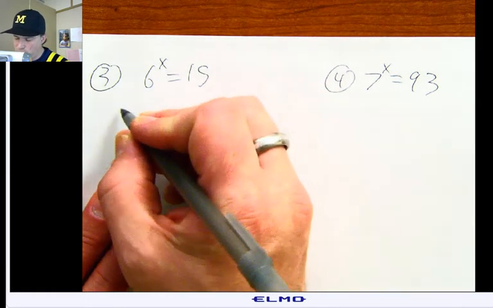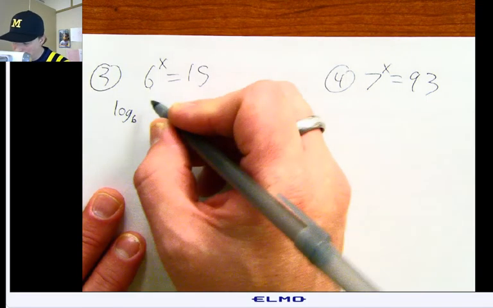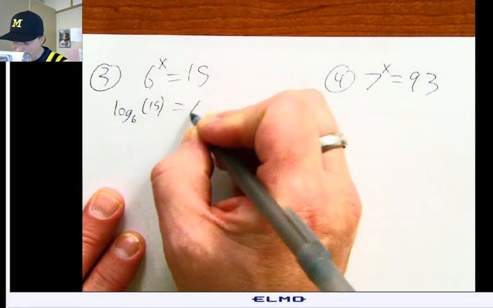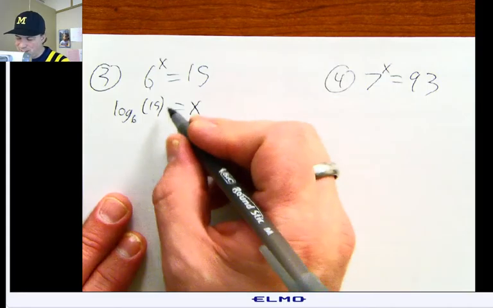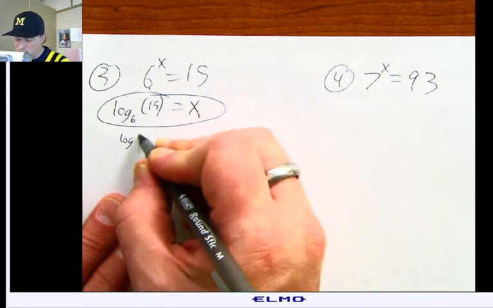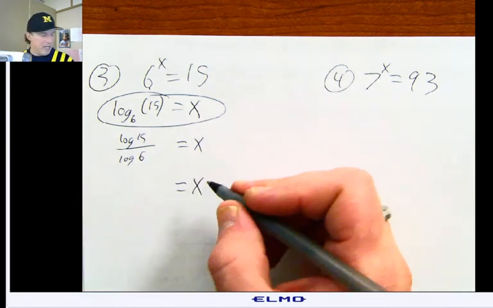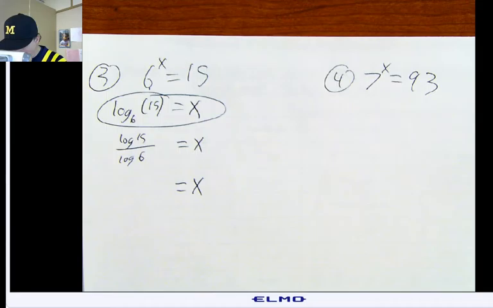When you've changed it to a log form, it becomes log base 6, same base, of 15 is equal to x. That's my exact answer. But then as I work to my approximate, it becomes log 15 divided by log 6. And I type that into my calculator. Log 15 close divided by log 6 close.